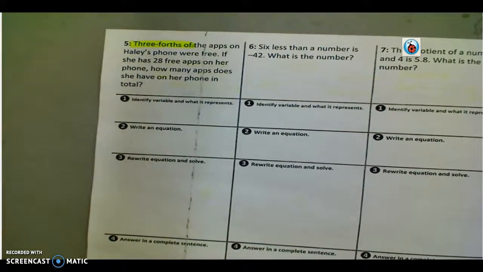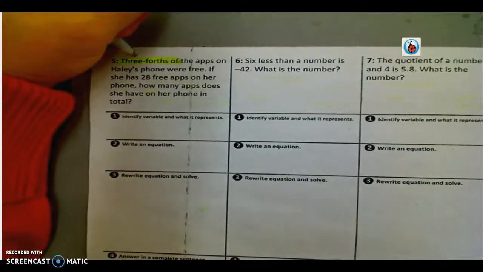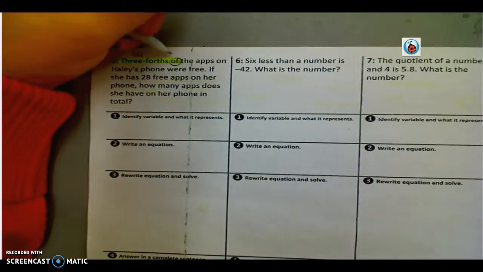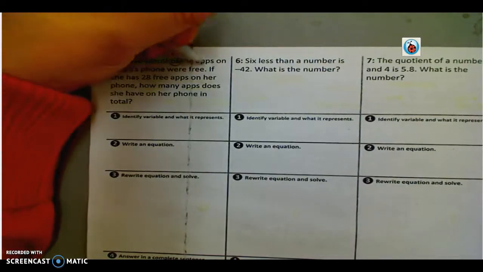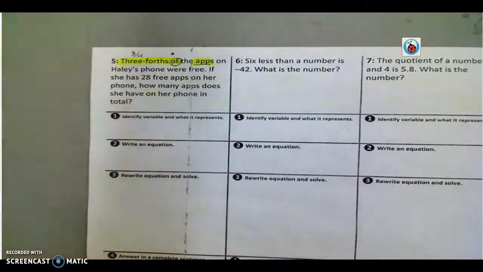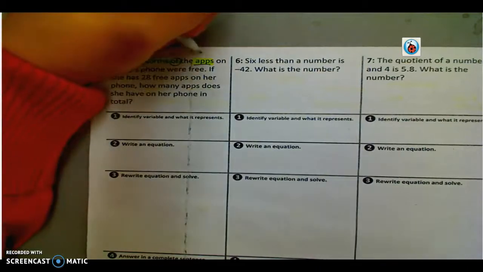Okay? All right, so for number 5, again, reading through the problem, 3/4 of. As soon as I read that, I saw a fraction, 3/4. And what does that word of mean, especially when it's next to a fraction? That's right, it means to multiply. So it says 3/4 of the apps. Okay, that gives us, well, we're taking 3/4 of what? Well, we're not really sure right now.